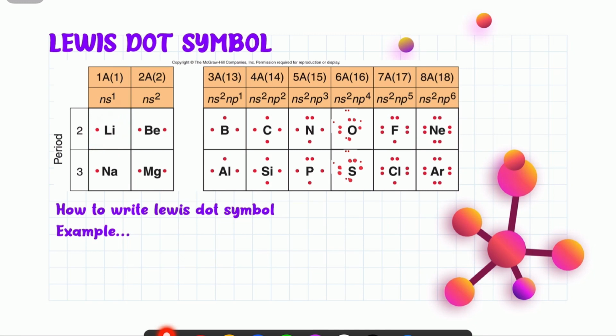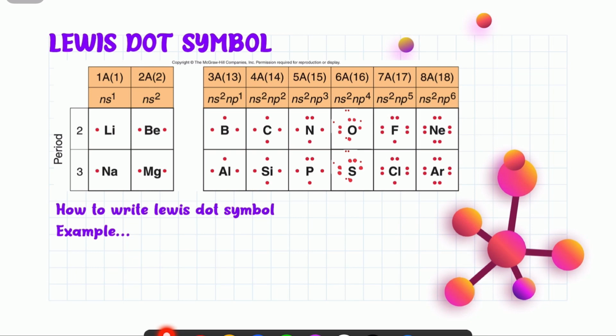It has one dot. For beryllium, because it is in group 2, it has two valence electrons. So there are two dots in the Lewis dot symbol. And for the rest, you can see here, for example, I take group 17. So there are 7 valence electrons, and you can see that there are 7 dots around the fluorine atom.